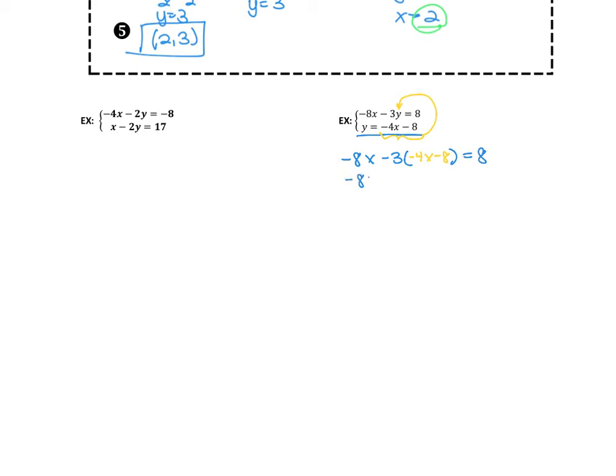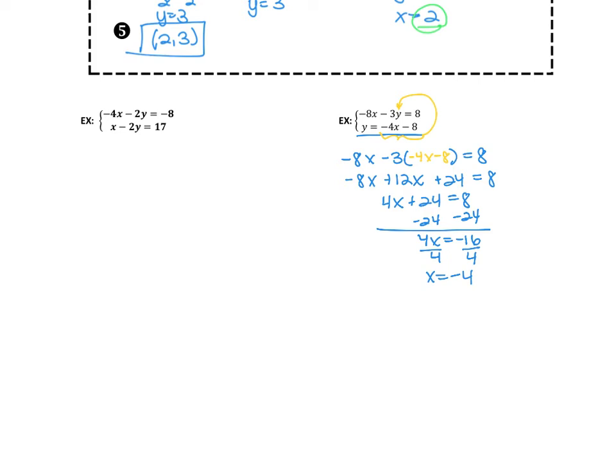So I'm going to simplify negative 8x plus 12x because I'd have a negative 3 and a negative 4, which would be a positive 12. And then I'd have a negative 3 times negative 8, which is plus 24. And so combining my terms, I get 4x plus 24 equals 8. And now I would subtract 24 to get 4x equals negative 16. Divide by 4, and we get x equals negative 4.